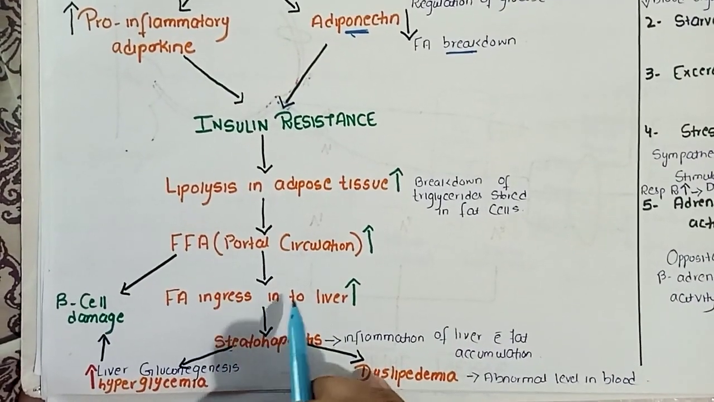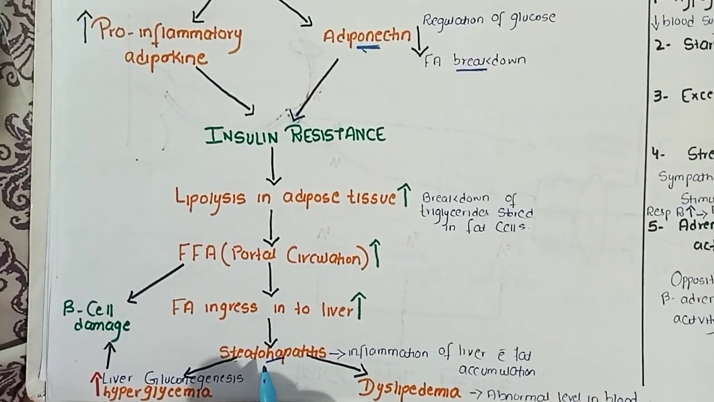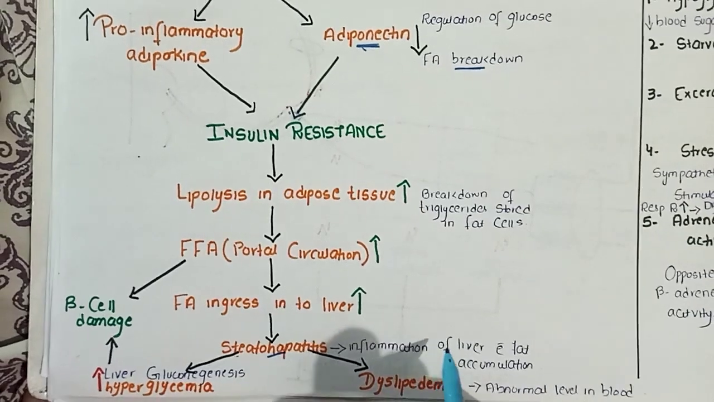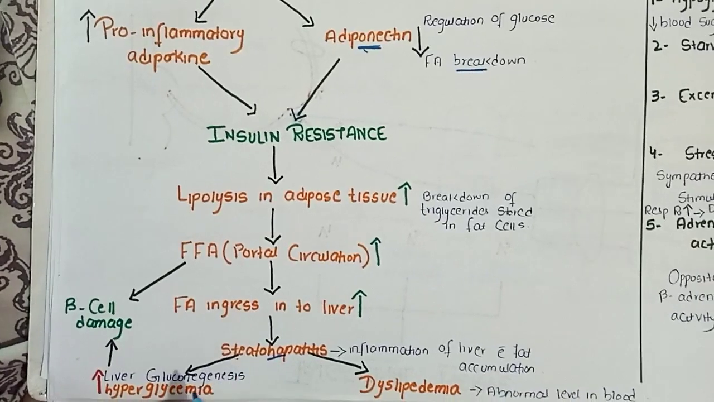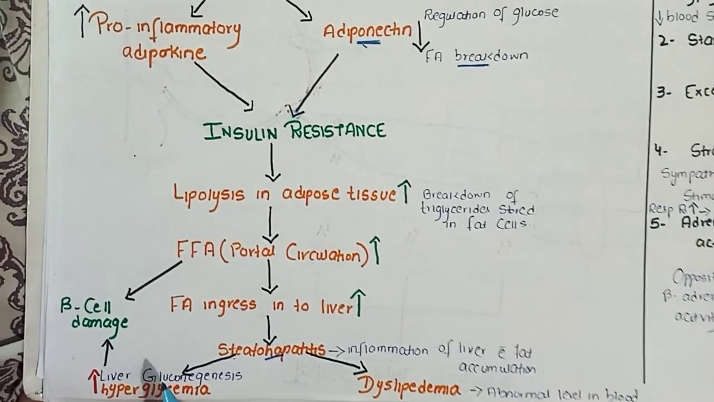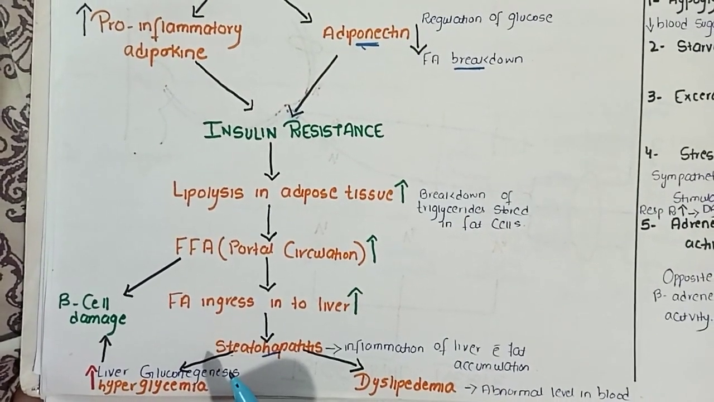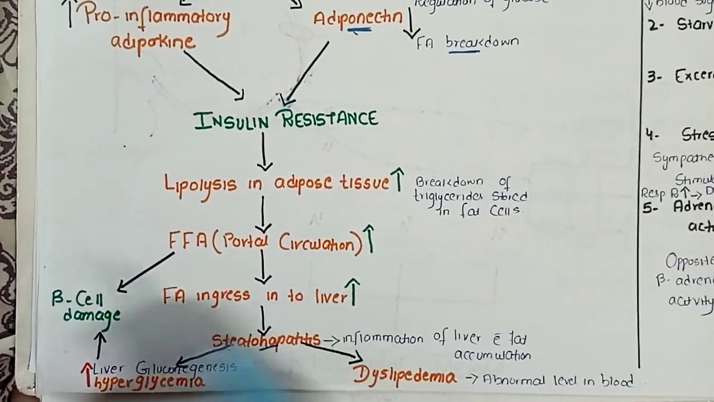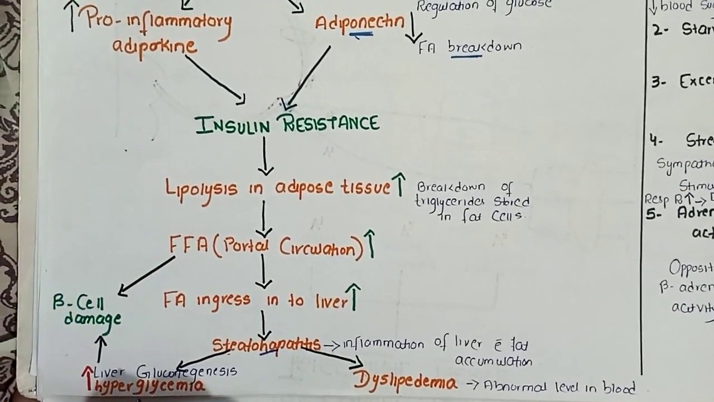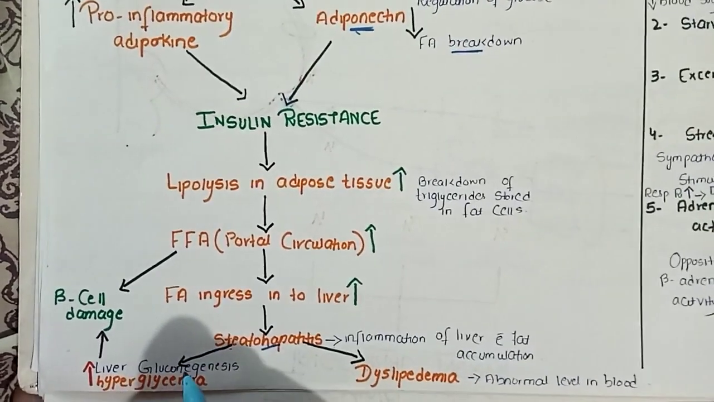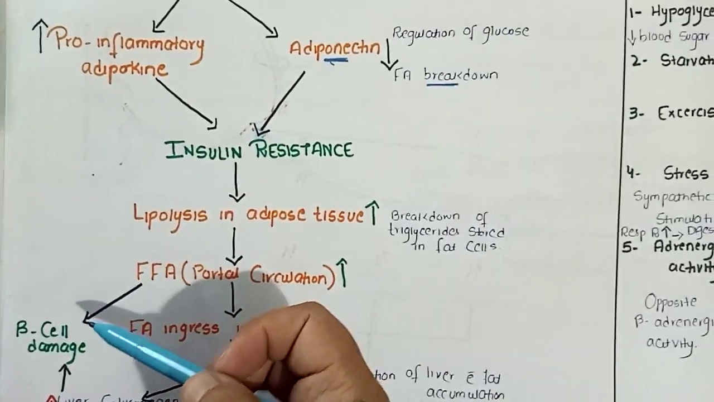So accumulation of the fatty acids within the liver will cause the condition known as steatohepatitis, which is the inflammation of the liver with fat accumulation. So steatohepatitis will cause the liver to increase the rate of gluconeogenesis, and gluconeogenesis is the genesis of glucose, and this will cause hyperglycemia. And I told you just before that hyperglycemia is the stimulating factor of insulin production.